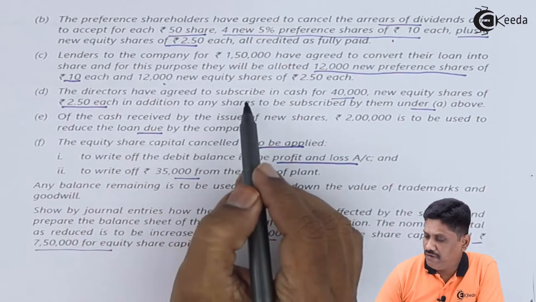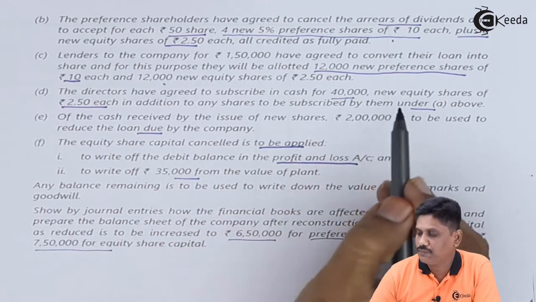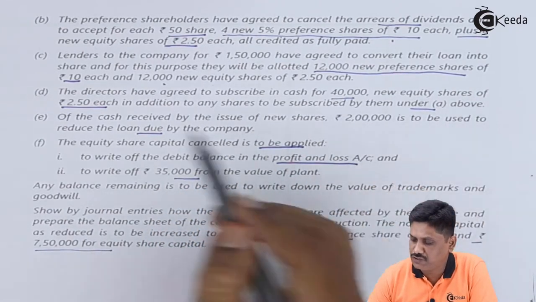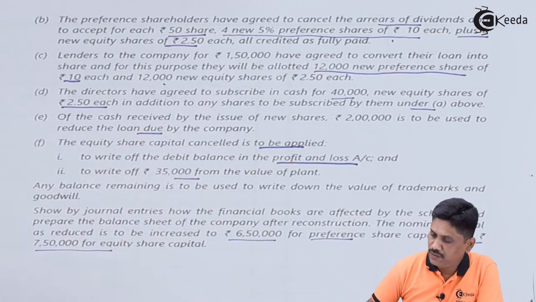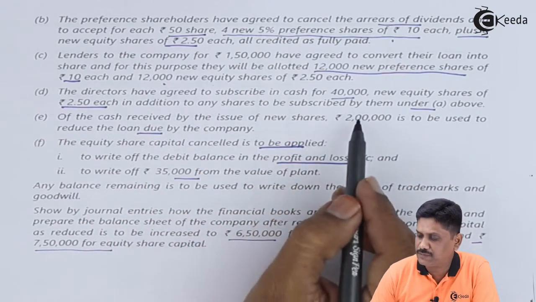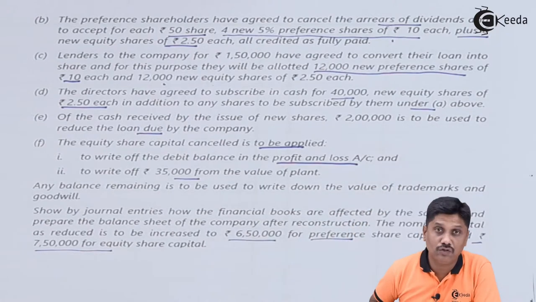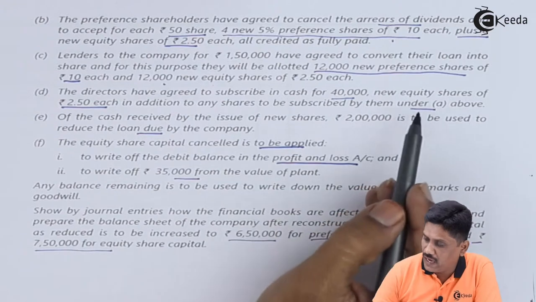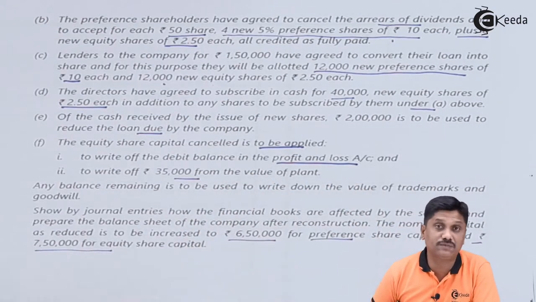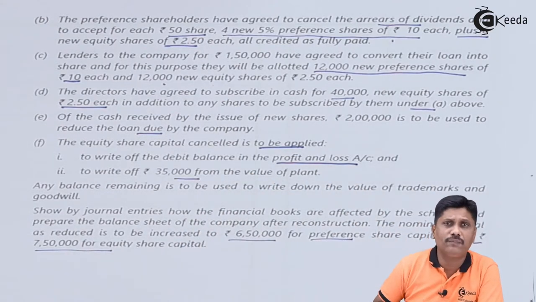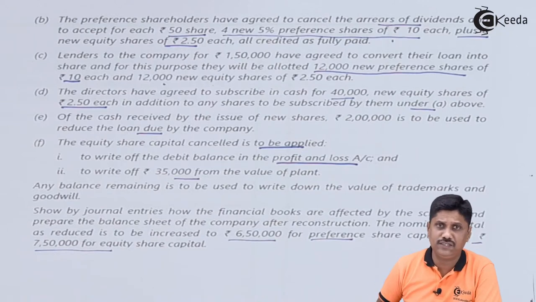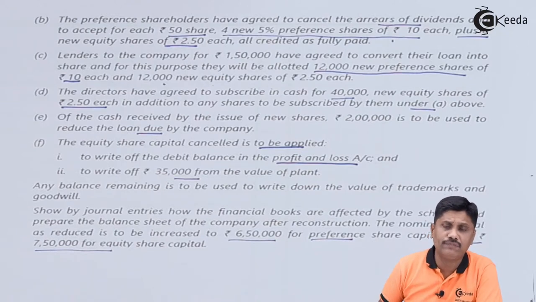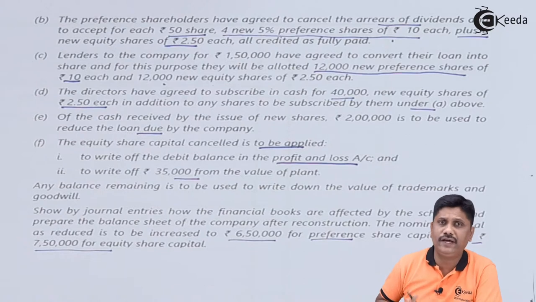The directors have agreed to subscribe in cash for 40,000 new equity shares of rupees 2.50 each in addition to any shares to be subscribed by them under A above. So, in your A information, the additional shares were mentioned; besides those, who subscribed these additional shares? The director. For the company, it doesn't matter who is purchasing the shares. Let it be a director or let it be a general public.